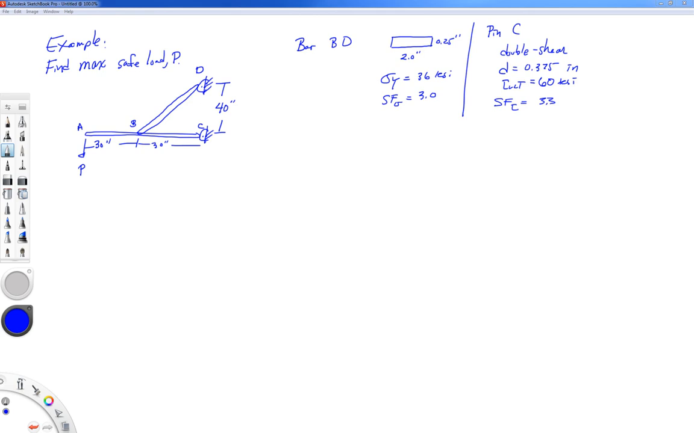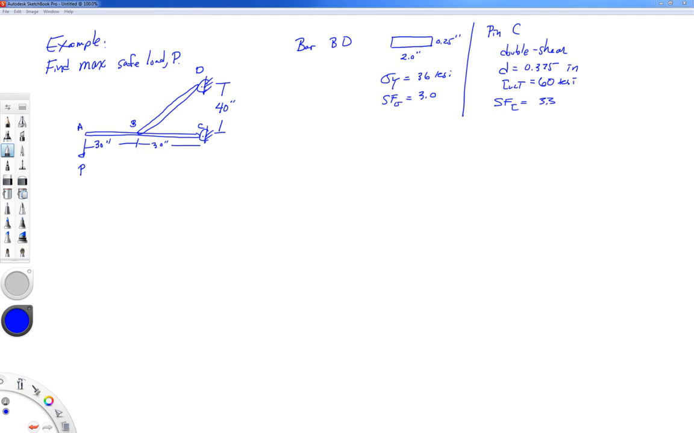What we want to do is find the biggest load, P, that we can apply to that structure so that both of those factors of safety are met in those respective components. At least those factors of safety.